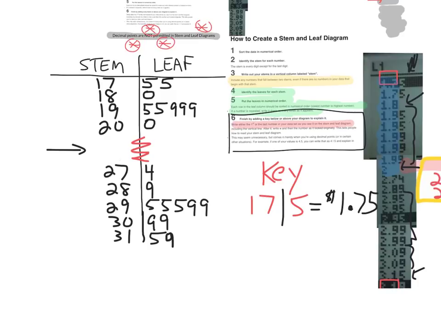To write your key, you must use either the smallest or largest data value. So I could have written the key that way, or the largest data value is $3.19. I could have written 31, then a vertical line, and then 9, and then tell the reader that means $3.19. So there's our stem and leaf diagram for these boxes of cookies.